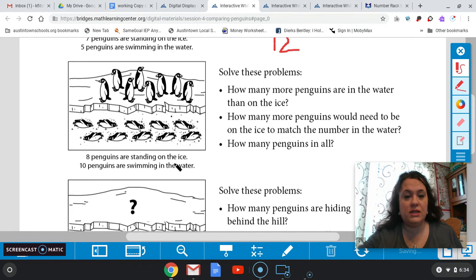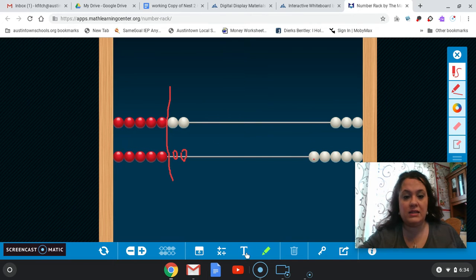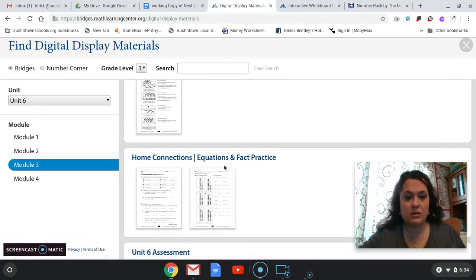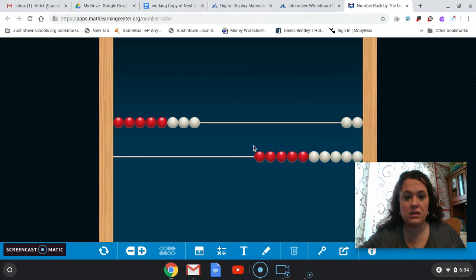8 penguins are standing on the ice. 10 penguins are swimming in the water. So they want to know how many more penguins are in the water than on the ice. So now we're going to compare these two numbers, okay? So we're going to have our number rack, and we have 8 penguins. Oh, let me clear this. We had 8 penguins on the ice, right? And then we had 10 penguins in the water.